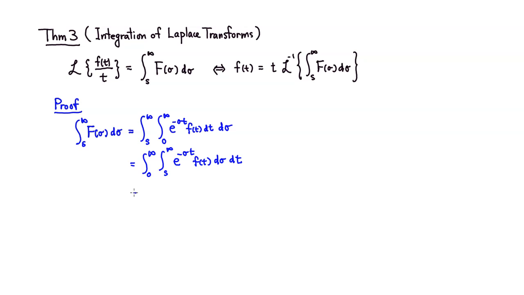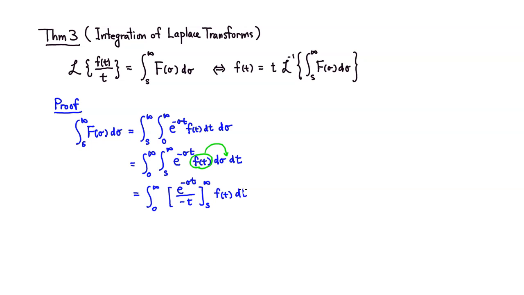So this is an integration. Let's see. I'm going to leave the outside integral for now. If you look at this f of t, this guy has nothing to do with sigma. We can actually put it outside of the integral. So we have the integral of e to the negative sigma t with respect to sigma. I'm going to go ahead and do it. So the antiderivative is e to the negative sigma t over negative t, and you're going from s to infinity. And f of t is outside.